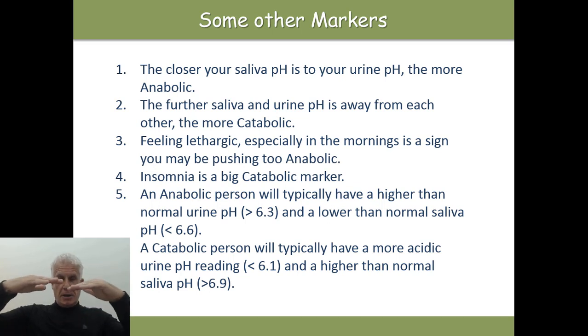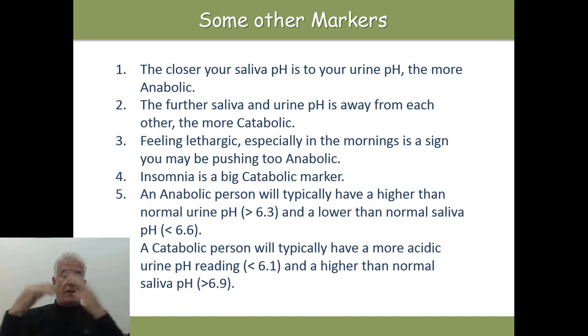Okay, so the closer we are together, the more anaerobic we are. The further we are away from each other, so if we've got a high saliva pH and a quite low urine pH, this is more catabolic. It's a strong catabolic marker.